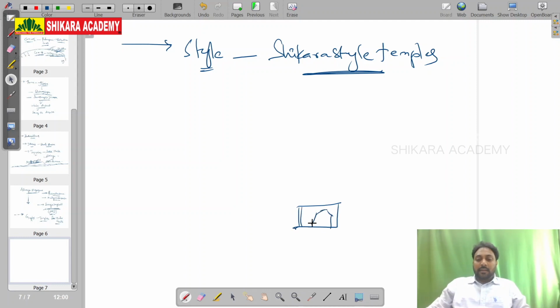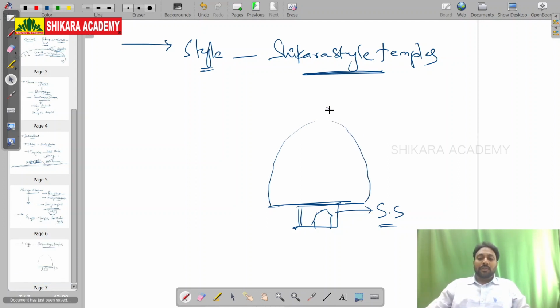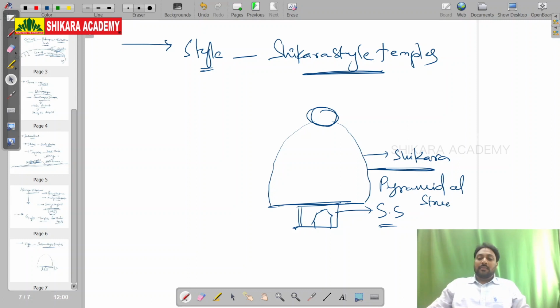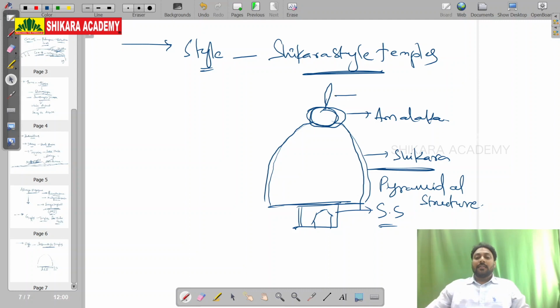This is the Garbhagudi, Sanctum Sanctorum. The topmost portion on the Garbhagudi is called Shikara, a pyramidal structure. On the top of this Shikara is the Amalaka. This is called Kalasha. Amalaka and Kalasha. See, in Shikara style temples, temple walls are curved inside.